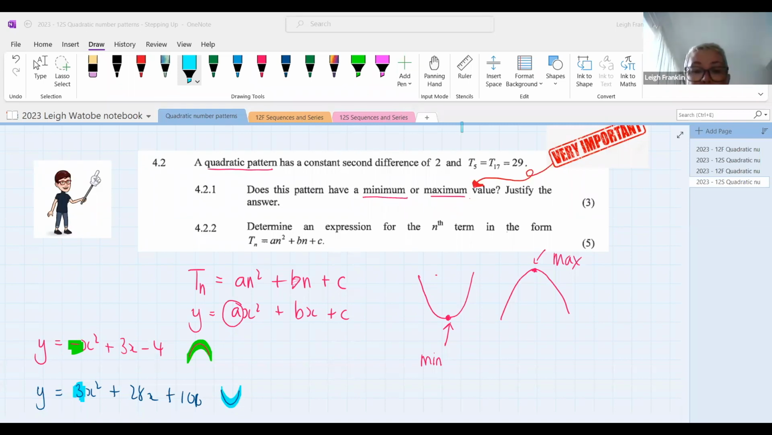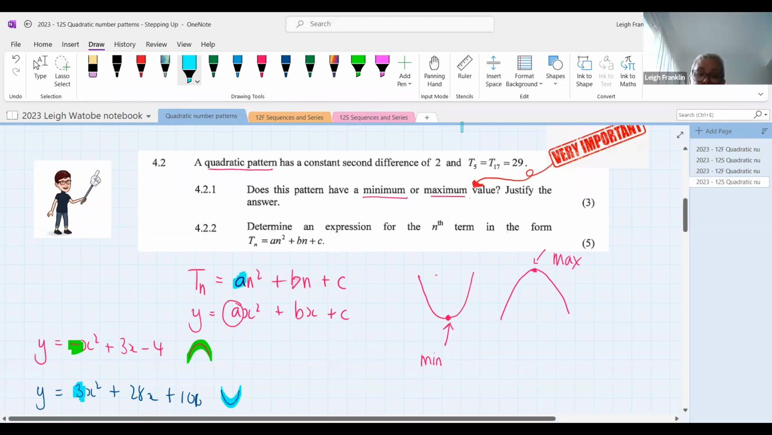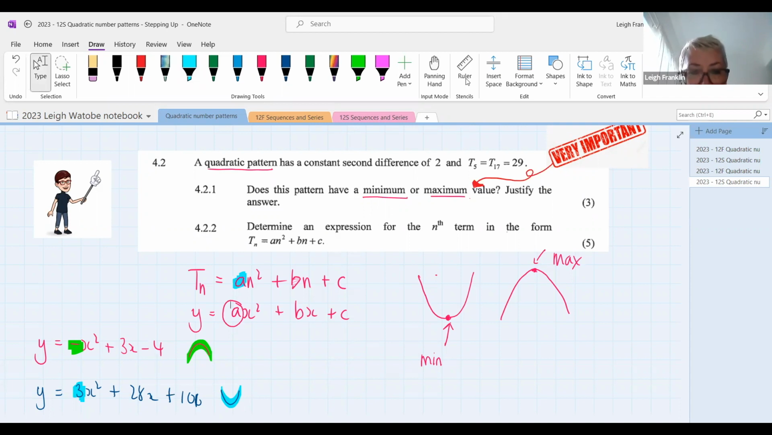Yes, absolutely. In other words, the sign of the x squared term depends on whether there is a maximum or a minimum. If it's negative, there's a maximum. If it's positive, there's a minimum. It's exactly the same thing with quadratic number patterns. If the number in front of the n squared is negative, then your pattern will have a maximum value. If the sign of a in front of the n squared is positive, then your pattern will have a minimum value. So I'm trying to link it to what you already know about the parabola.